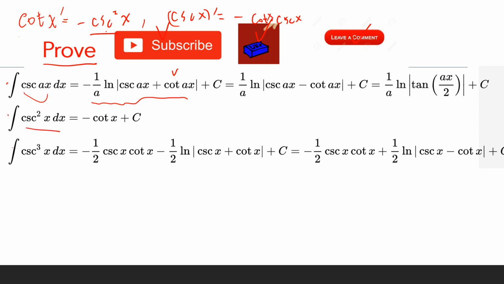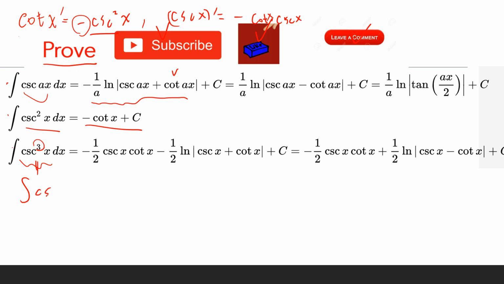And the cosecant square, right? You just move this negative sign to the other side, so the integration of cosecant square is minus cotangent. Okay, so the only non-trivial one is this one, and this one is basically the cosecant cube.